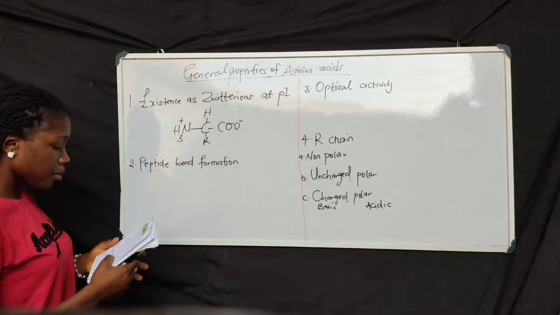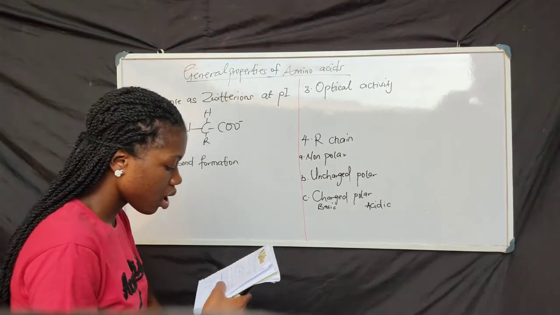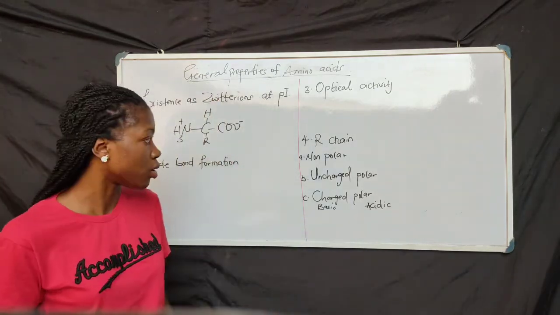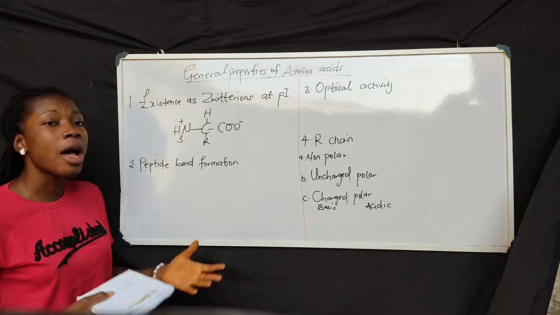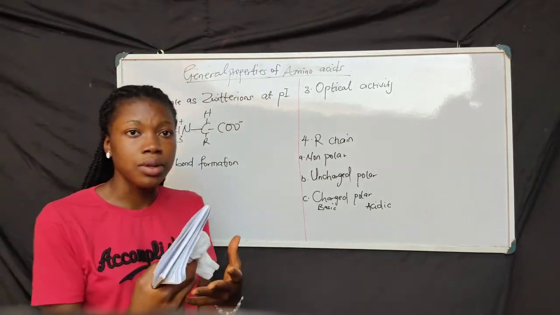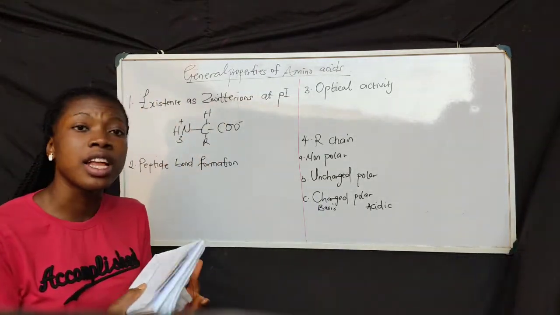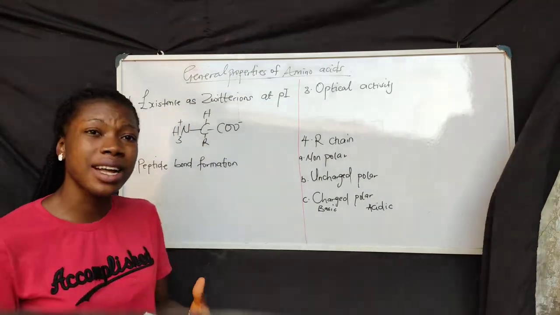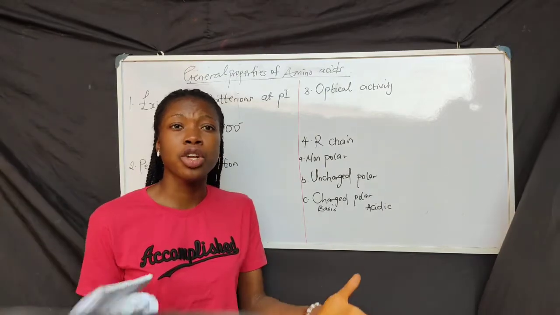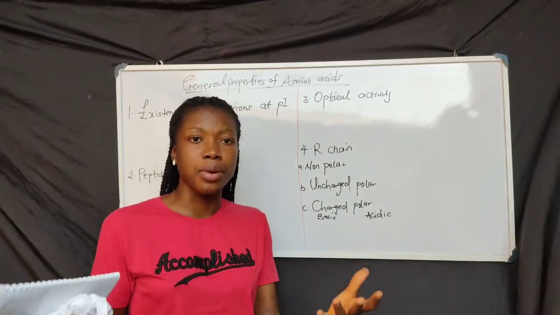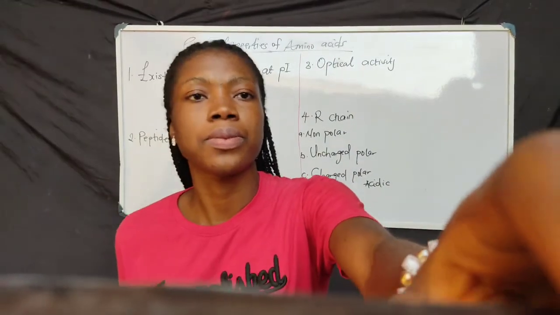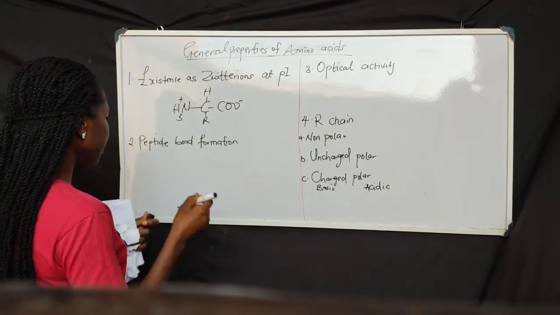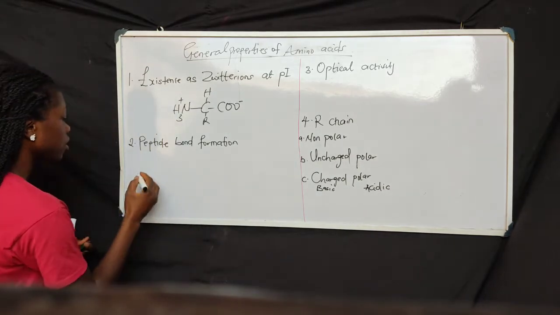Okay, the next property of amino acids is peptide bond formation. Two amino acids can form a peptide bond, and this involves elimination of a molecule of water. Therefore, amino acids can polymerize by formation of many peptide bonds. Now, let's see how a peptide bond is formed.